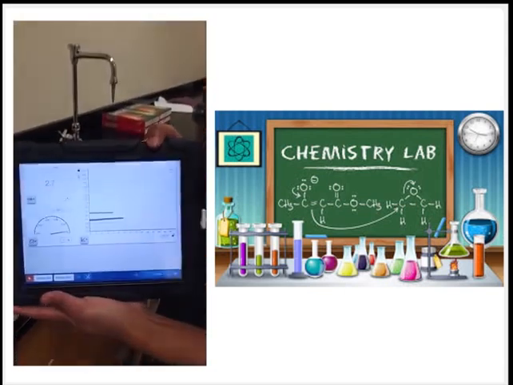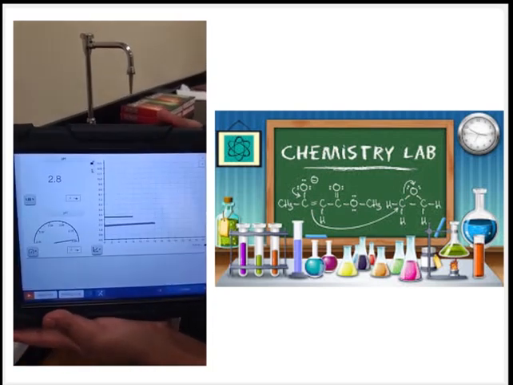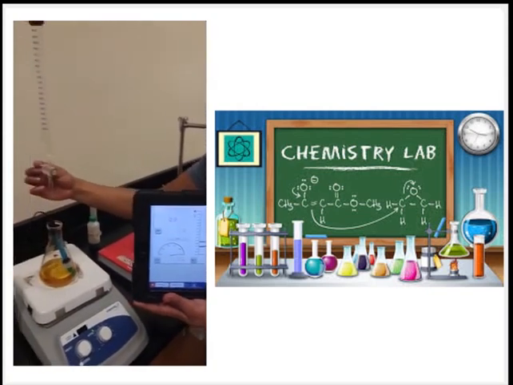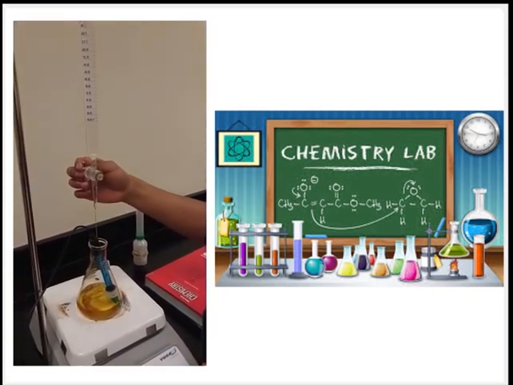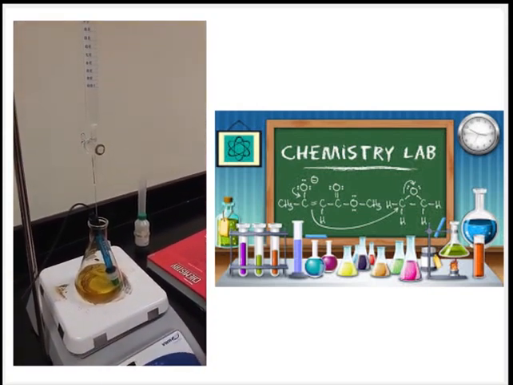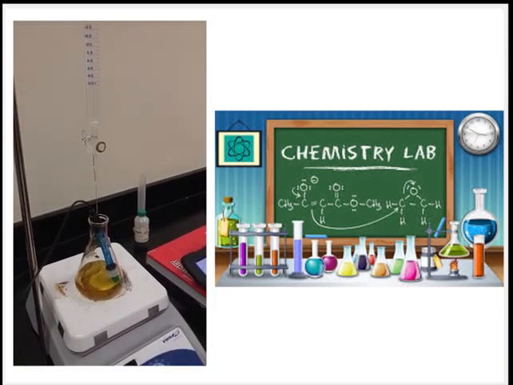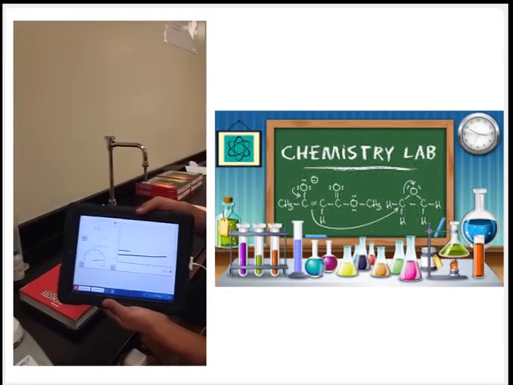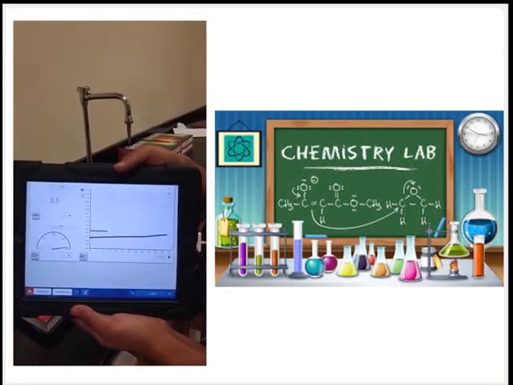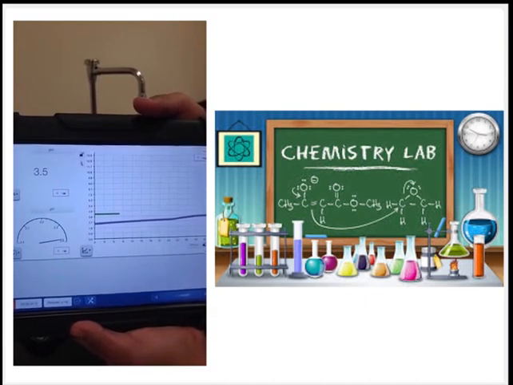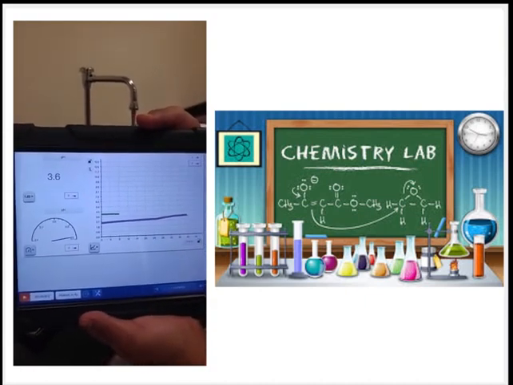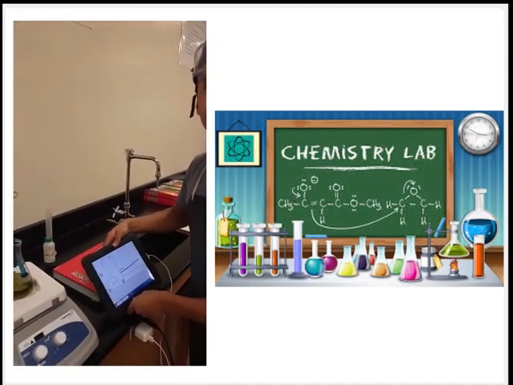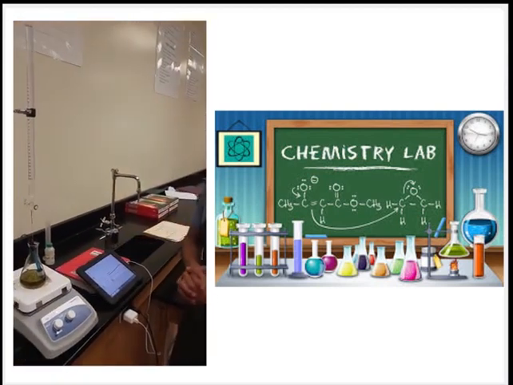The pH is increasing from 2.8 to 2.9 slowly. So I'm going to show the color is changing as well. As you can see, the graph is increasing. It went from 2.8 to 3.5 pH, and the color has now changed from a bright orange to a dark green.